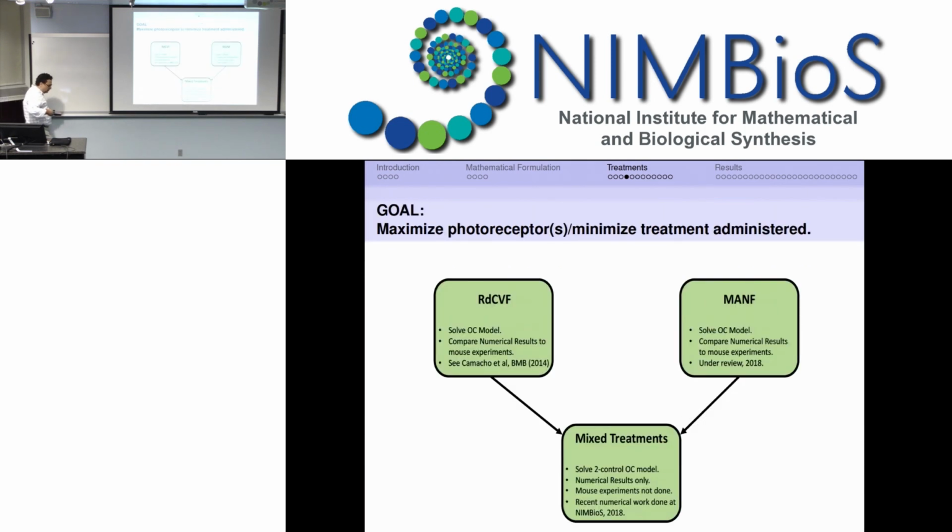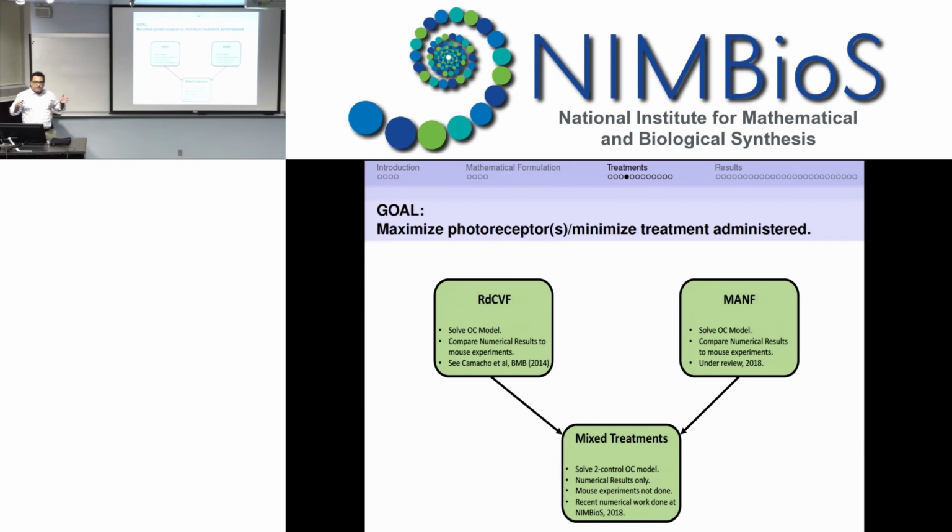So our goal from a mathematical perspective is to formulate an optimal control problem where we're both, at the same time, maximizing the survival of a photoreceptor, or all the photoreceptors, while at the same time minimizing the treatment that's being administered. If you look at the box on the left, that's work that we did in 2014 and it was published. This focused strictly on the RdCVF treatment, and we were able to obtain a 40% rescue effect on the cones.